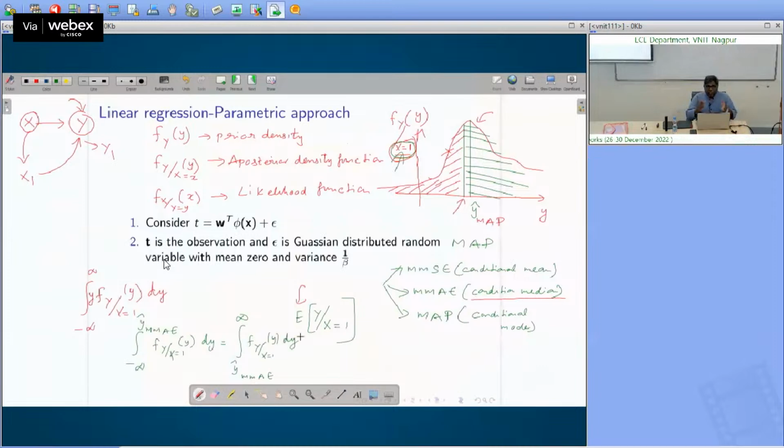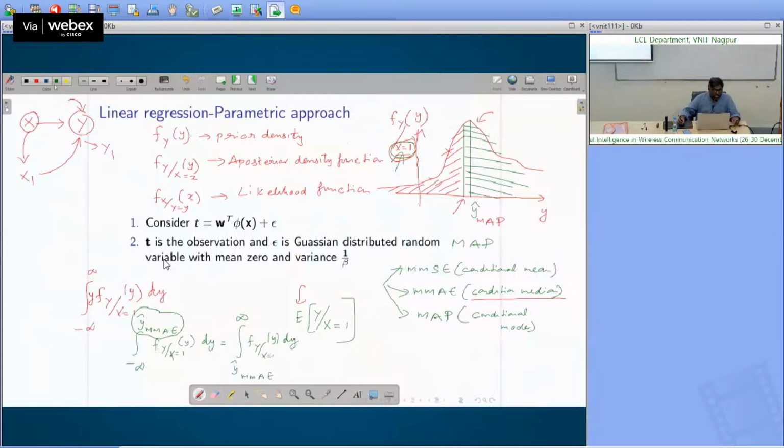I am taking these two areas to be the same, and this value is the good estimate. This is going to be the regression estimate for the given value of x. For a given value of x equal to 1, the estimate of y is like this. So you have all three combinations.